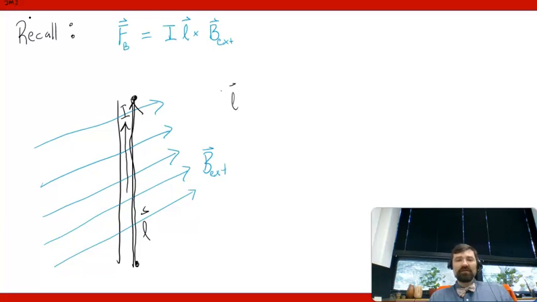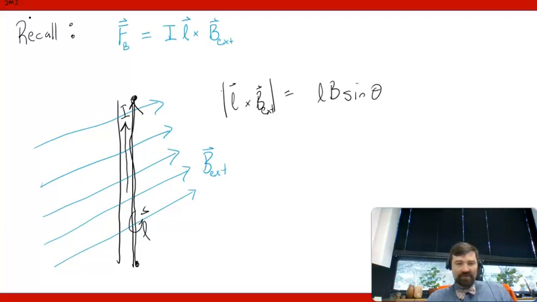And so L cross B external would have a magnitude of L times B times the sine of whatever angle is between the two of them. Here's my L vector pointing this way, and my magnetic field vector pointing this way, so this would be angle theta. Basically, what this means is I have L cross B, and that ends up being a force into the page.